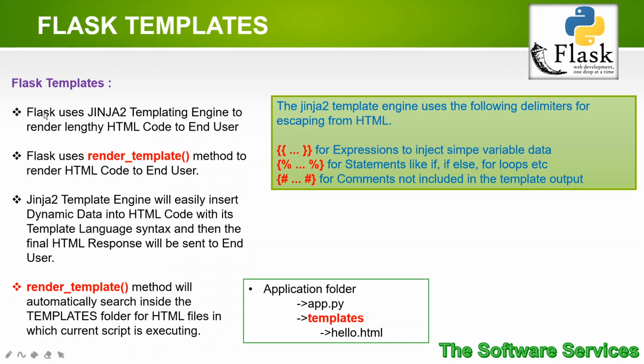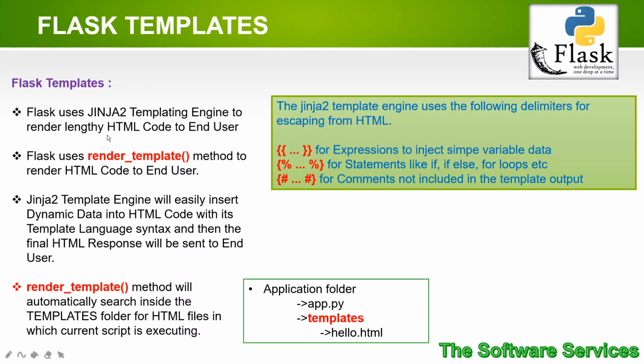Now this Flask web framework uses the Jinja 2 templating engine, friends. So what does Jinja 2 templating engine mean? It's a system of taking the HTML code aside and dynamically injecting the data which is coming from the Python code into that HTML code, right? Okay, so with an example I will make it clear to you.